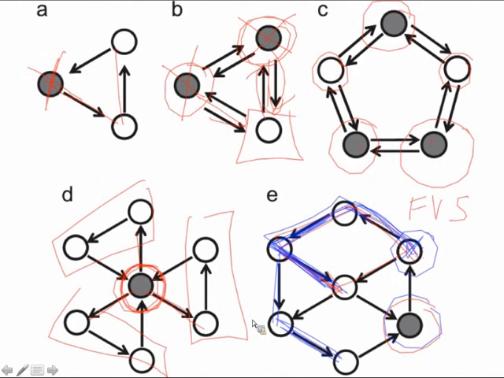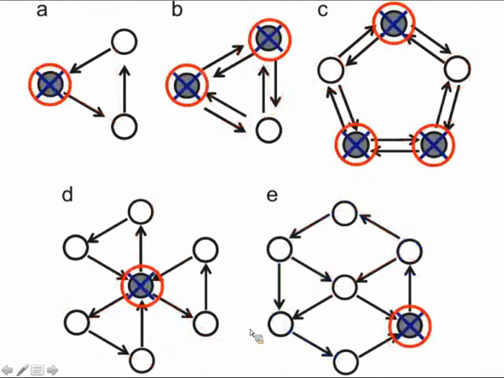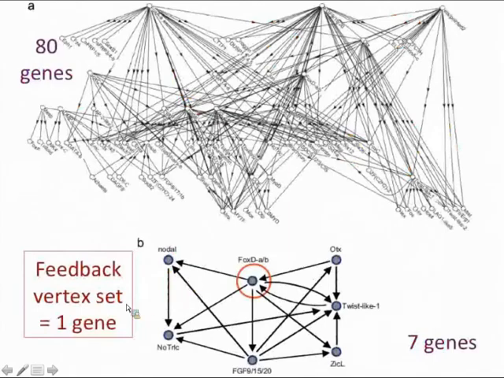Questions about that? So the ones circled in red are our feedback vertex set. Questions there? So in this case, our feedback vertex set is just this one gene, and this one gene is sufficient to control all the remaining other genes.